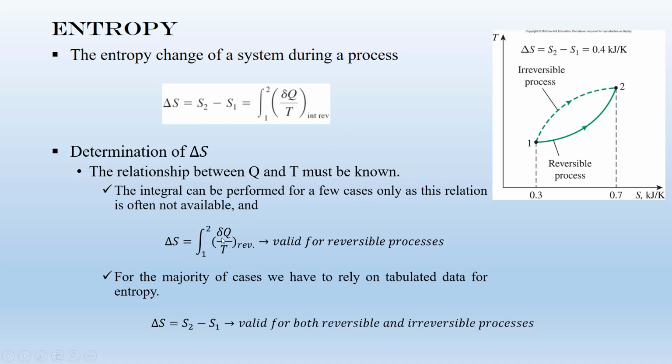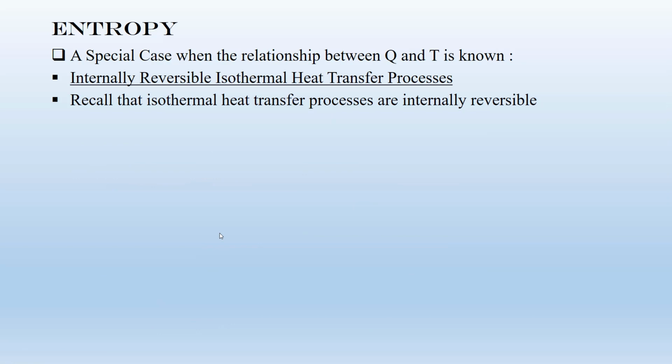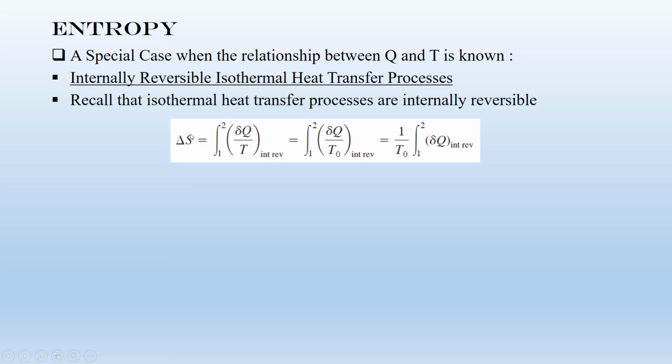Let's go over this method, guys, to see what happens if you have a relationship between Q and T. The simplest method to have a relationship between Q and T is internally reversible isothermal heat transfer processes. For this type of process, temperature is constant, and then you can simply solve that equation. Look, the delta S, because this is an internally reversible process, you can write delta S equals the integral from 1 to 2 of delta Q over T.